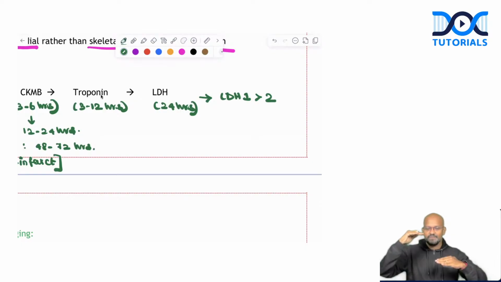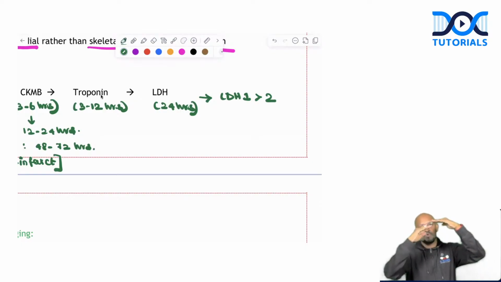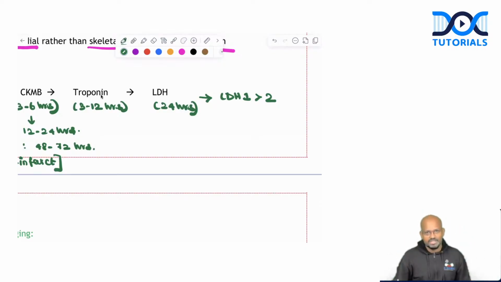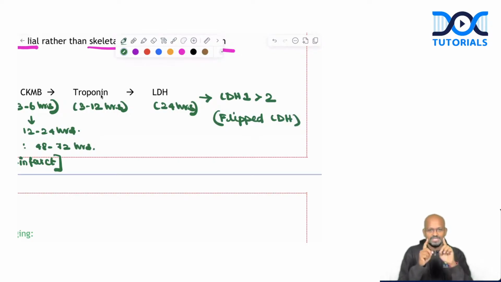When the patient is suffering from myocardial infarction, there is too much release of LDH1, which tends to be more than what your LDH2 levels are going to be. This is explained as flipped LDH, which is seen in a patient with myocardial infarction with STEMI. These two are important one-liners, guys, which are used for diagnosis of reinfarct. CKMB can be used, and flipped LDH will be seen in myocardial infarction.